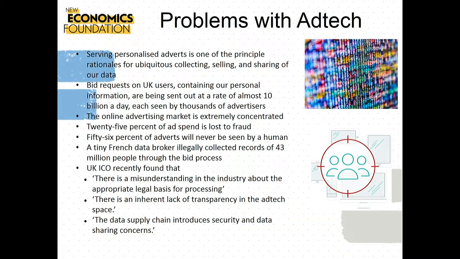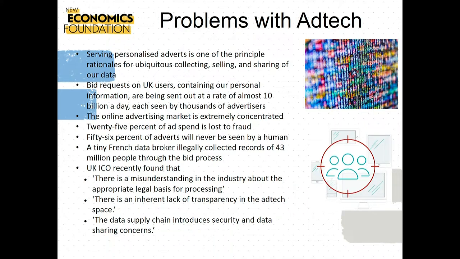And so this bid request system, this system whereby you visit a page and it sends out a profile of you. We did a calculation just for the UK, which has 60 million people. This is happening at a rate of 10 billion times a day. These 10 billion bid requests are going to thousands of advertisers. And so this is a huge personal data flow going from the profilers who have us into the advertising industry.